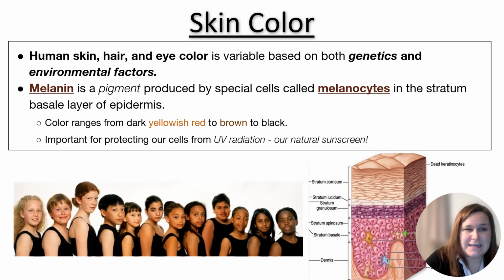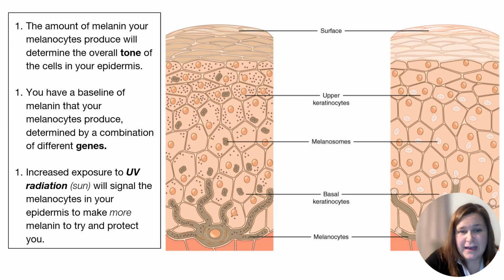Okay, let's talk a little bit about skin color. Human skin, hair, and eye color is going to be variable, based on both genetics and environmental factors. Melanin is going to be the pigment produced by cells within our skin called melanocytes. The color can range from a yellowish red to a brown or black. This is important for protecting our cells from UV radiation and acts as a natural sunscreen. The amount of melanin your melanocytes produce is going to determine the overall tone of the cells in your epidermis.